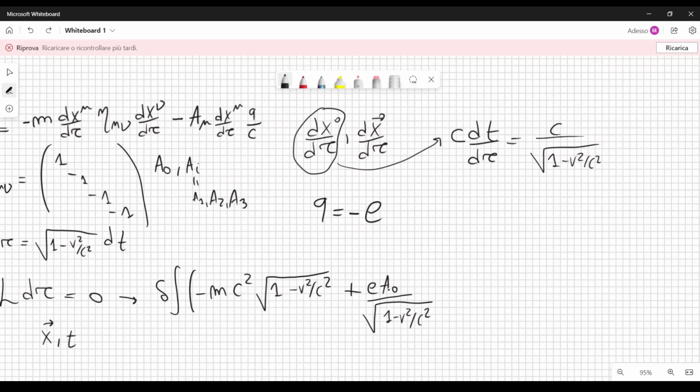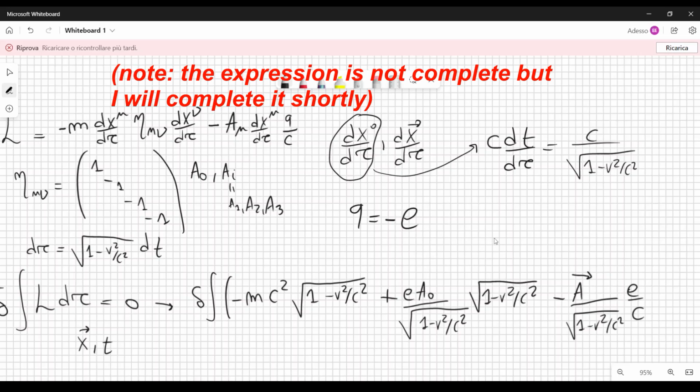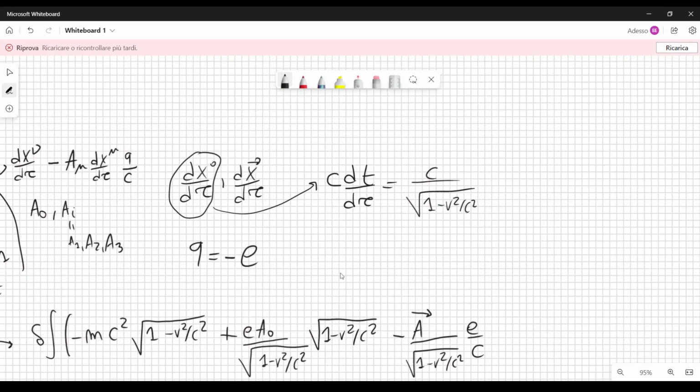So I have EA0 over the square root of 1 minus v squared over c squared, but I also have to remember that I have to multiply by the square root of 1 minus v squared over c squared, which comes from the differential inside the integral, so this differential here, and therefore that differential there. And then I have minus a vector divided by the square root of 1 minus v squared over c squared times e over c. And in this case here, I have a minus sign because of this. So let me do it here.